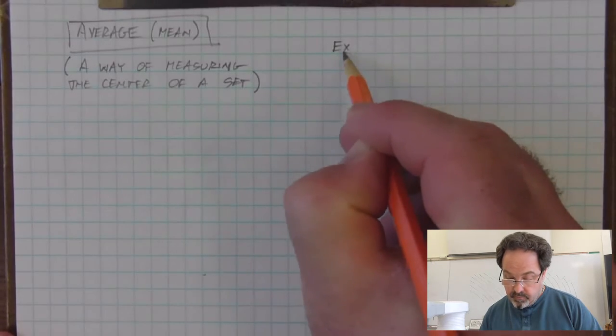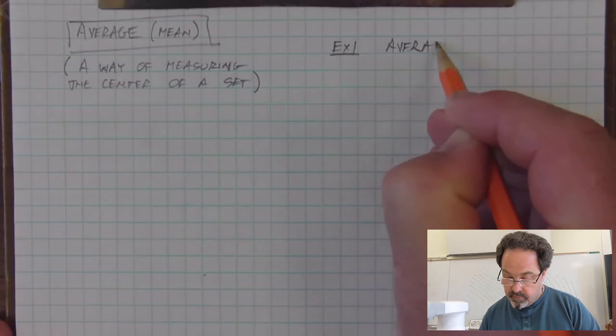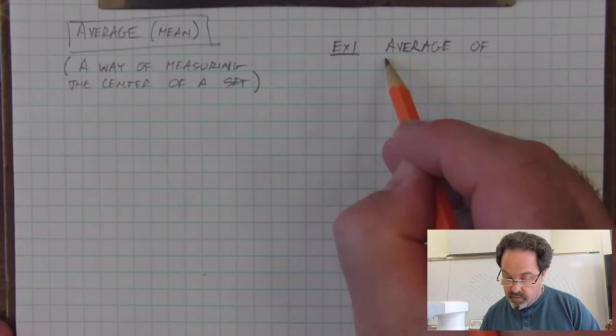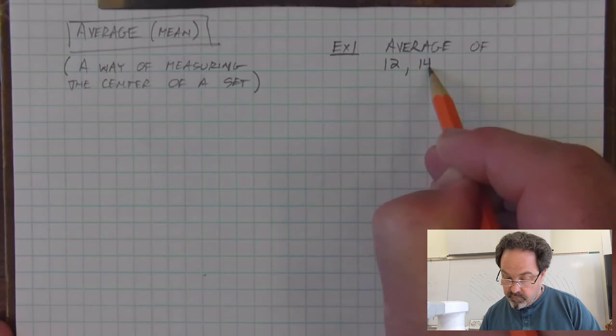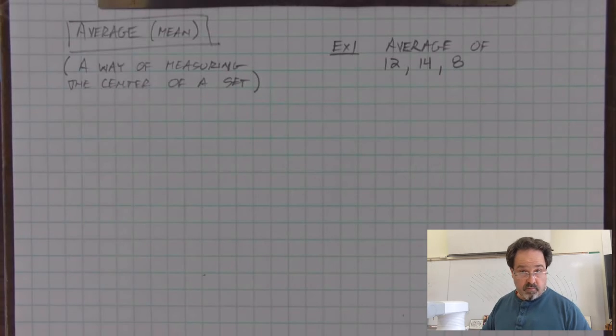For example, we could find, or be asked to find, the average of the numbers 12, 14, and 8. We can consider these three numbers to be a small set of numbers. We have one number that is the largest, the maximum, 14. One number that's the minimum, 8, the smallest. Average would be to consider where the center between 8 and 14 is.